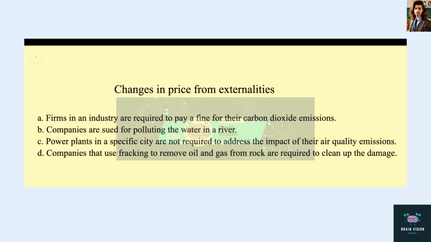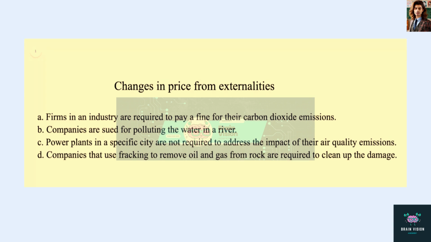So if the supply decreases, let's draw it right here in the corner. We have our demand curve and we have our supply curve. So if supply decreases, this is going to increase the price, right? Which makes sense. If a firm has to pay a fine for the carbon dioxide, it only makes sense that they would try to charge a little bit more in order to pay this fine.